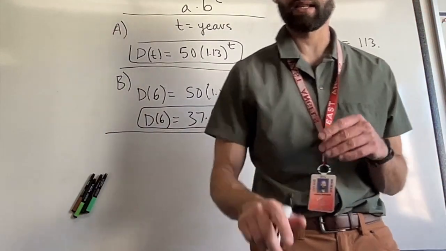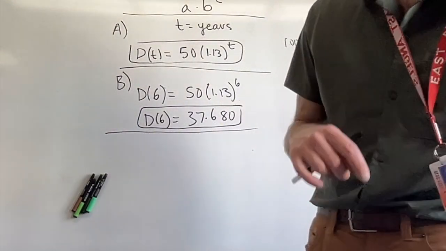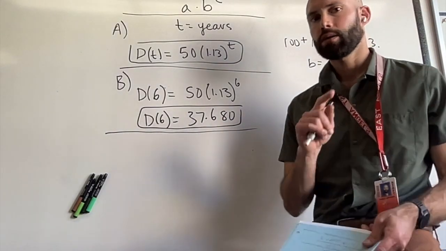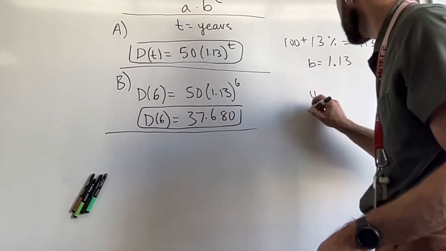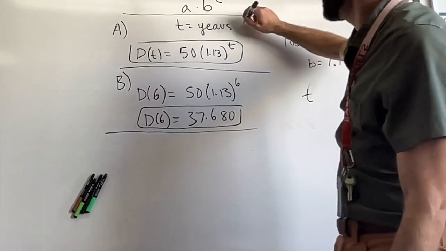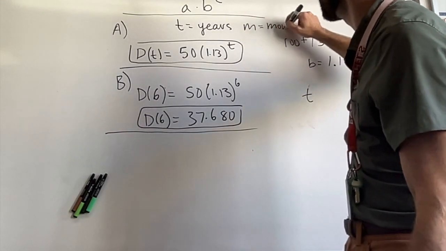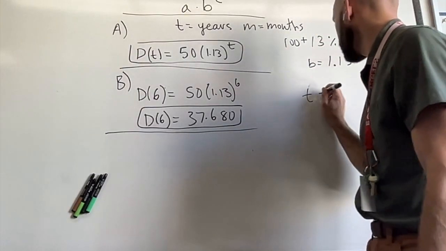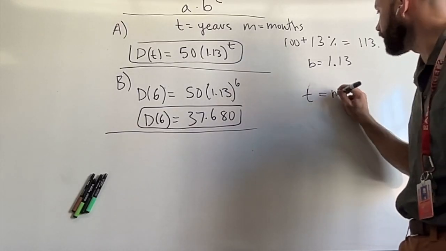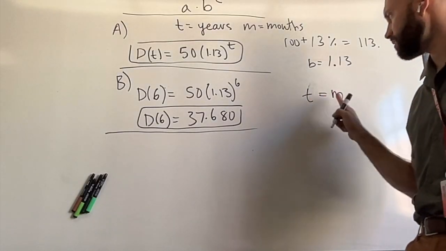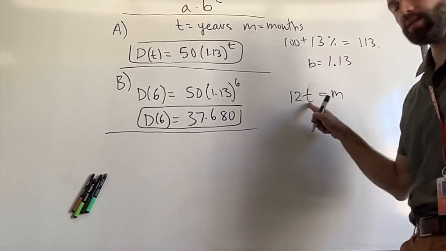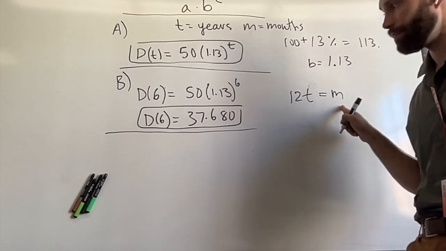Now, part C is where I really want to focus. Part C says that they want you to rewrite it where you can plug in months instead of years. So I want you to think about this. If you have years, which they defined as T, I'm going to put M will be equal to months. And I want to think, if I've got years in T and months, how do I get from years to months? Well, 12 times 1 is 12. So 12 times the number of years gives me the months.